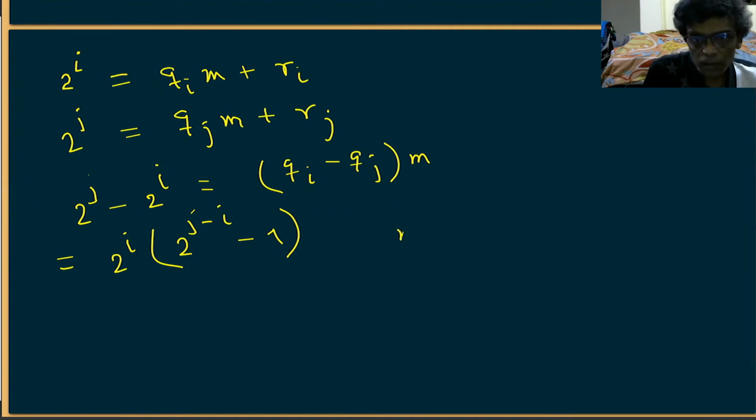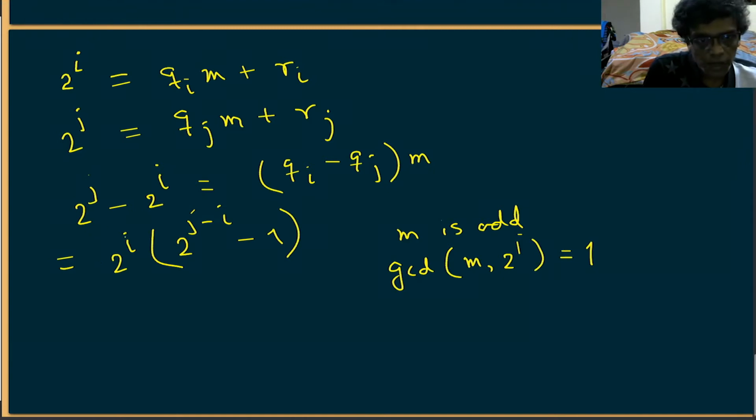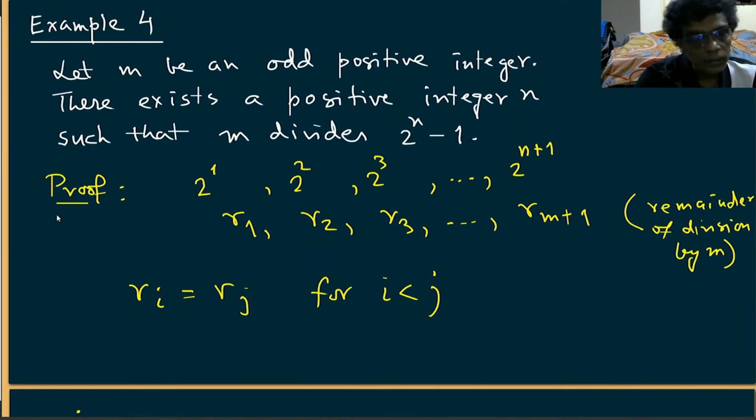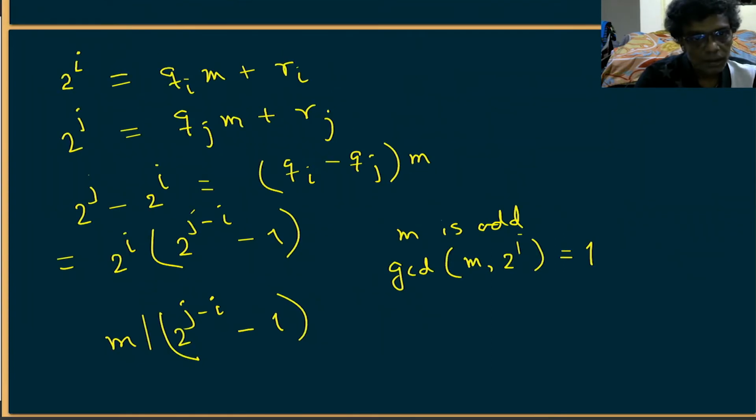But m is odd, and therefore it does not have any factor of 2. So the GCD of m and 2 power I must be 1. Since m is a divisor of this quantity and no factor of m comes from this, it will come from this. So m divides 2 power j minus I minus 1. So, that is my n. Yeah, this is my n. Okay.